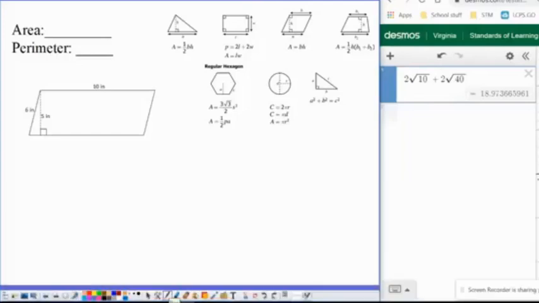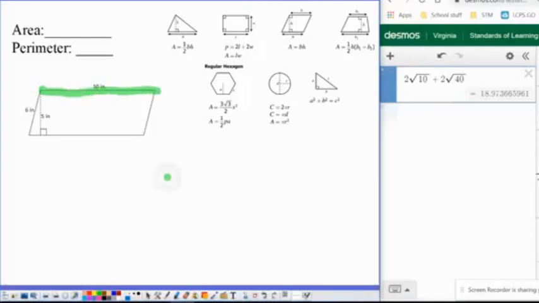All right, so now we're going to move on to the parallelogram. Now, every parallelogram, a rectangle, a rhombus, a square, would actually work with this base times height formula as well, but we have more specific formulas that fit those shapes better.